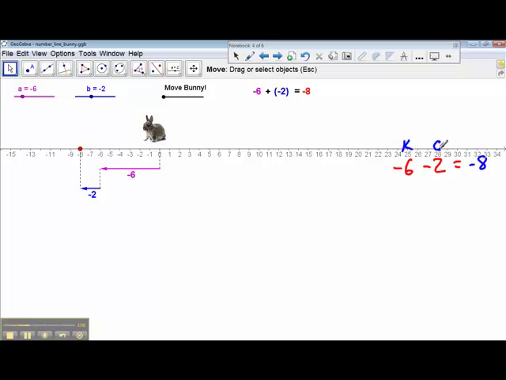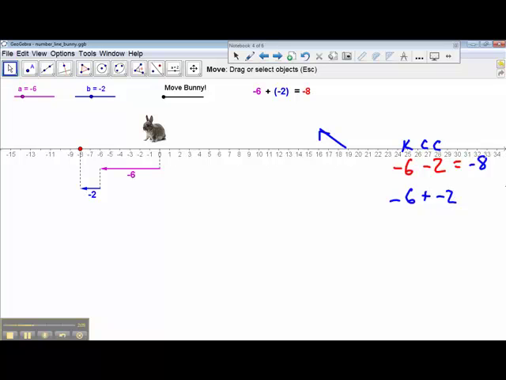Keep, change, change. We're going to keep negative 6. Subtraction will become addition, and positive 2 will become negative 2. So we look over here: negative 6 plus negative 2, just like we changed it to over here.